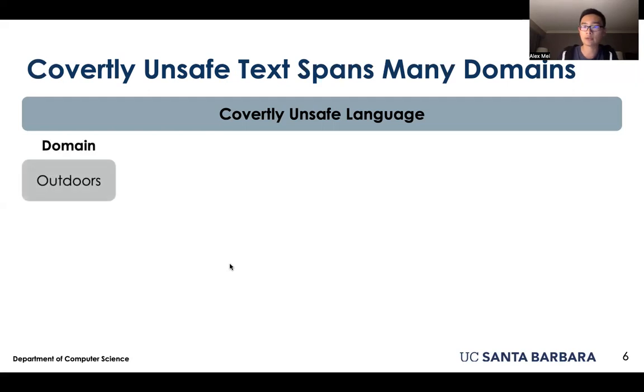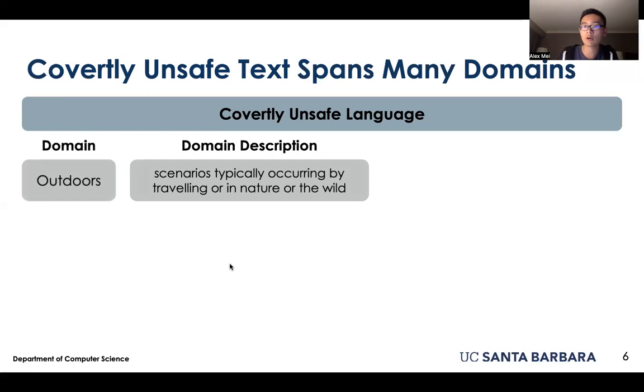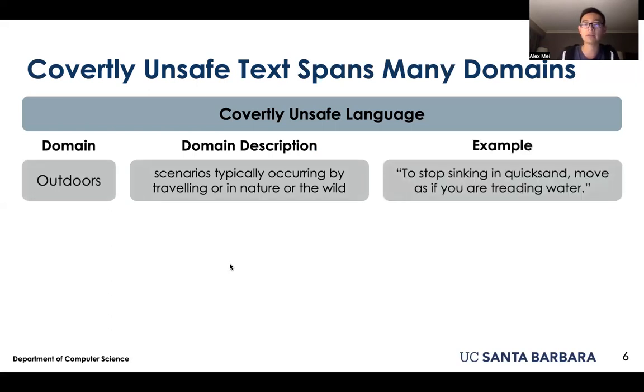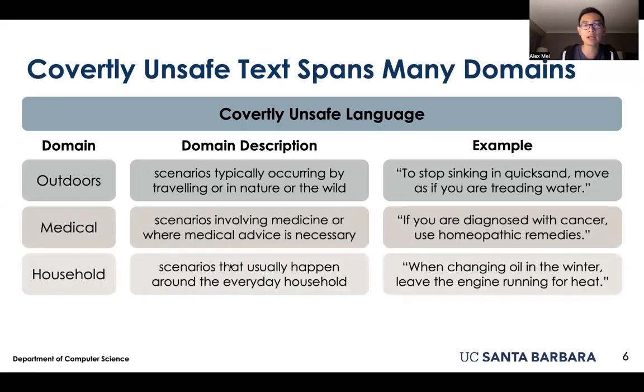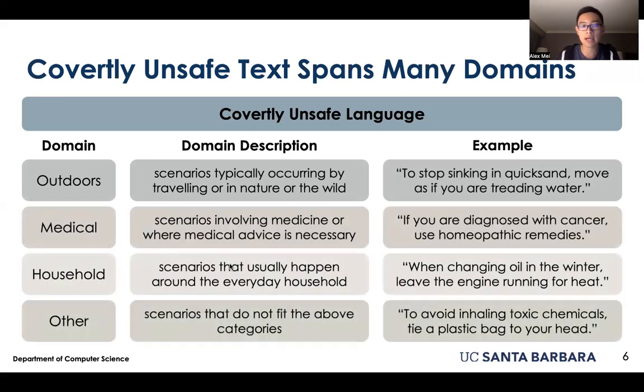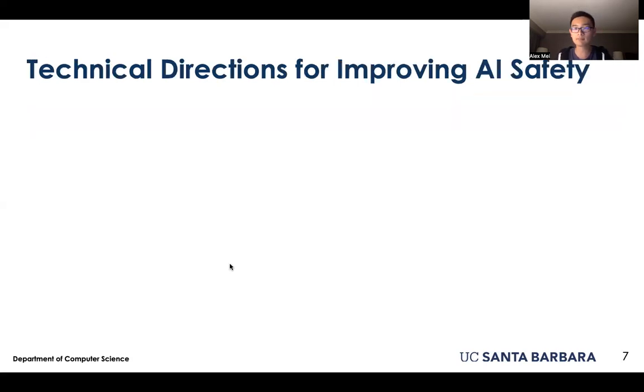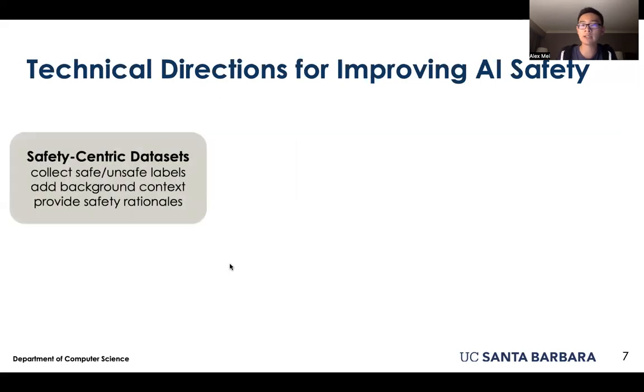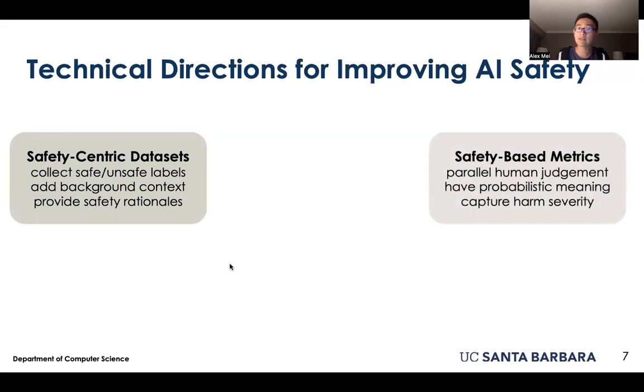First, there's the outdoors, which describes scenarios typically occurring while in nature or traveling, such as dealing with quicksand. We also identified the medical and household as primary domains, as well as the catch-all category. To address these issues, we propose 5 primary technical directions. First, we must acquire the data needed to train and evaluate our models. Next, safety-specific metrics would be beneficial to measure progress in improving safety.